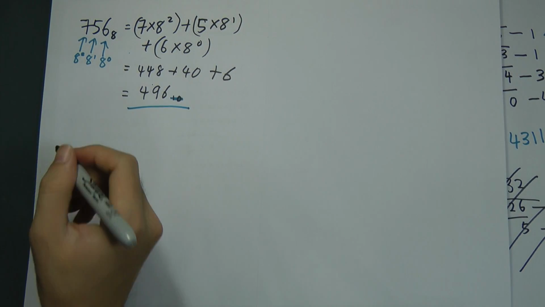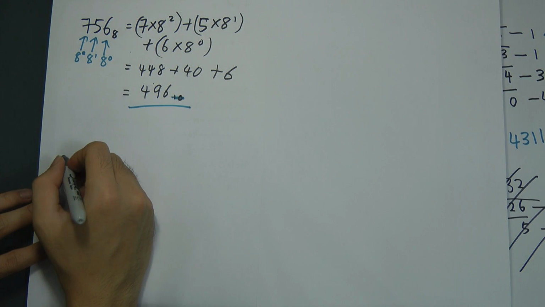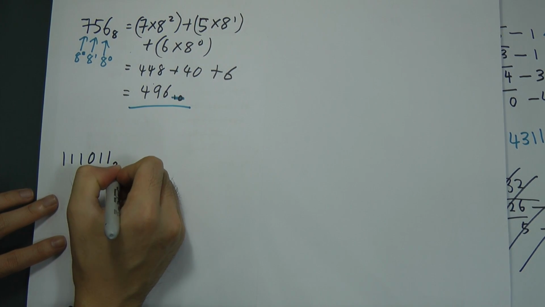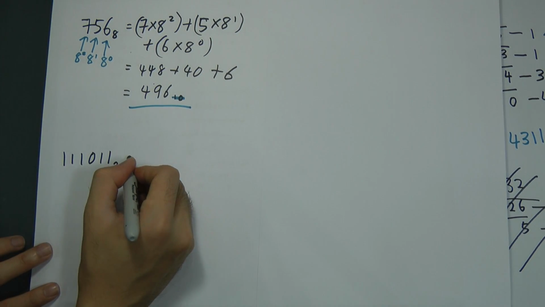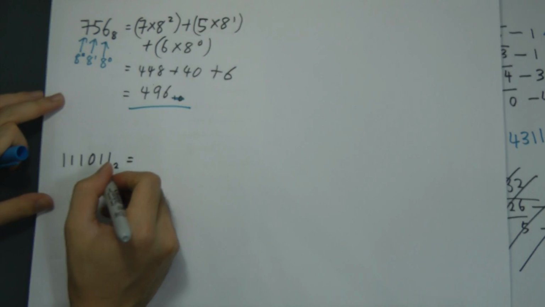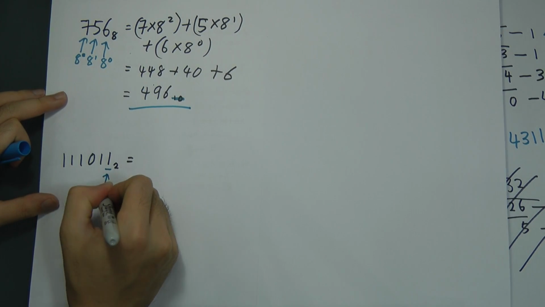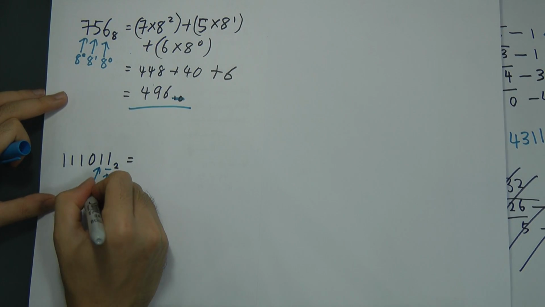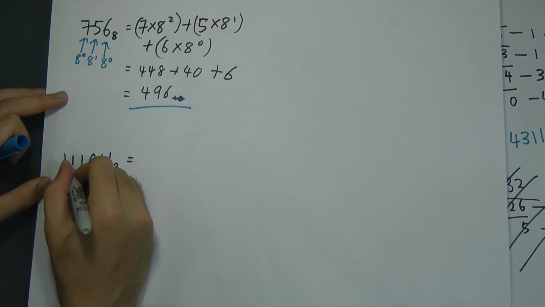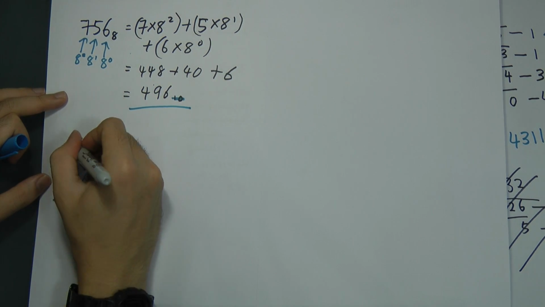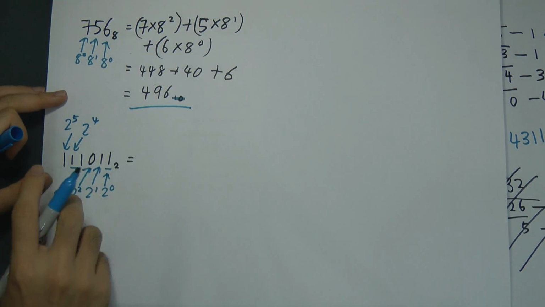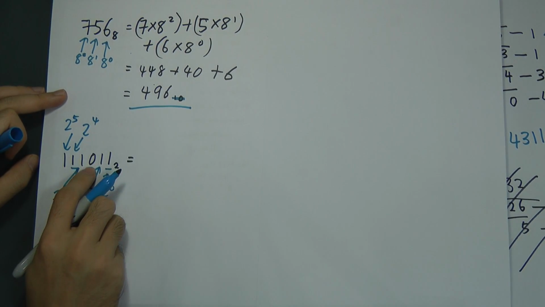Okay, so what if you want to change from base 2 to base 10? Same thing. I got 1, 1, 1, 1, 0, 1, 1 base 2, let's say. I want to change to base 10. So, same thing, I must know the position of each digit. The first one will be 2 to the power of 0, this one 2 to the power of 1, then 2 to the power of 2, 2 to the power of 3, 2 to the power of 4, and 2 to the power of 5. Each different position has its own value.